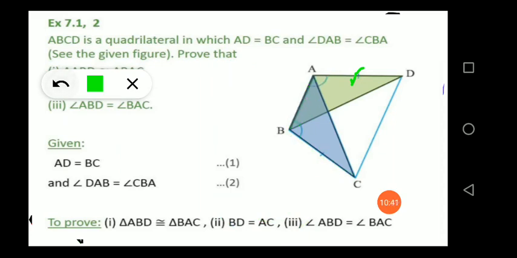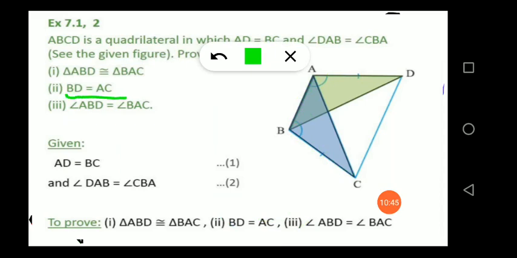Now second and third part we have to show that BD is equal to AC. So we will write BD is equal to AC by CPCT, and in the same way angle ABD is equal to angle BAC by CPCT. I hope you have understood and you can do this question proof on your own.